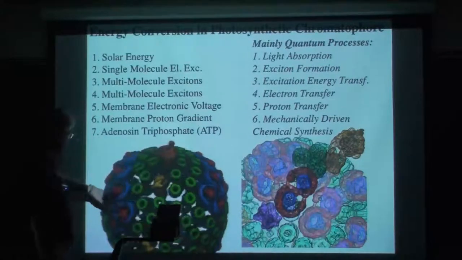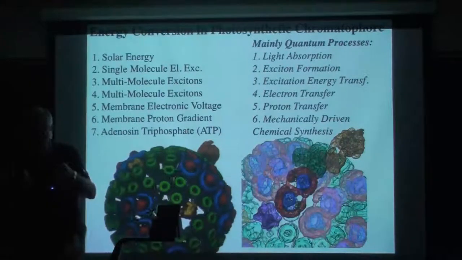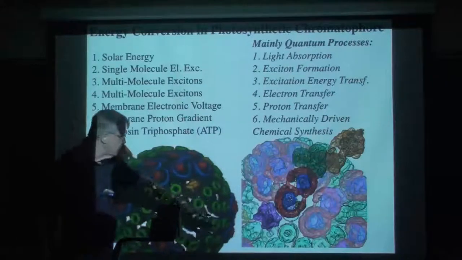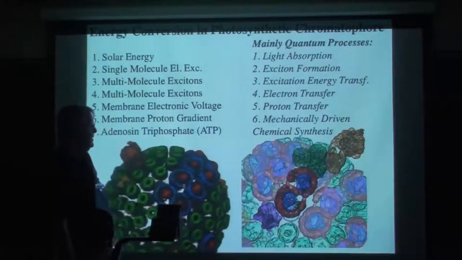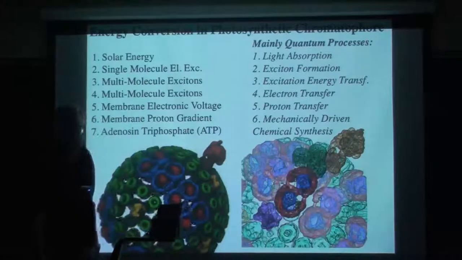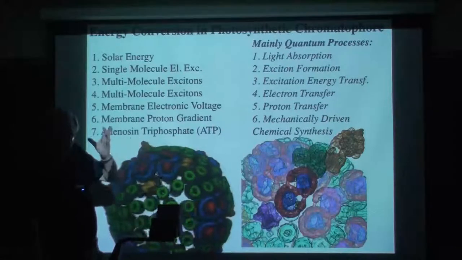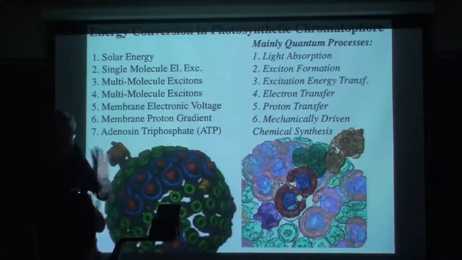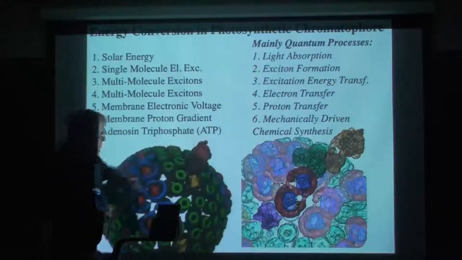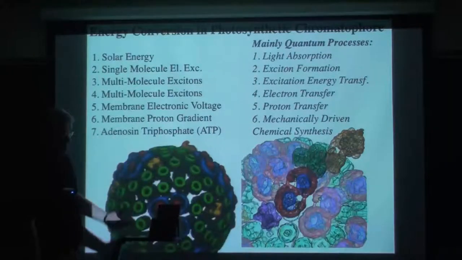Once we now get the excitation to the reaction center, we utilize it for electron transfer. We have a light-induced or energy-induced electron transfer through the system. That's the next process. Then when we go to the BC1 complex, we have proton transfer. And then at the end, at the ATP synthase, we have mechanically driven chemical synthesis. And these are all quantum processes. So here we have a situation where physics really holds, because to understand these energy transformations that come about through these processes, we need to invoke quantum physics. And so that is what we need to do now.